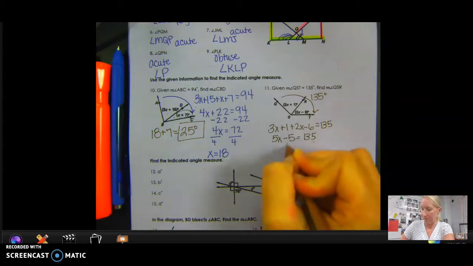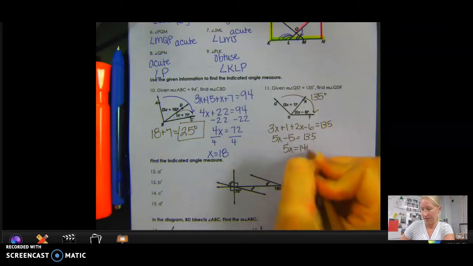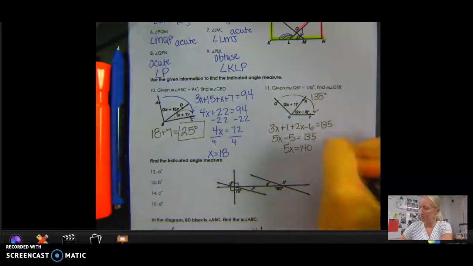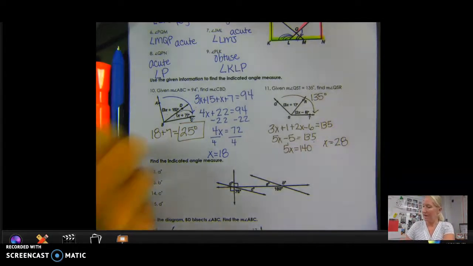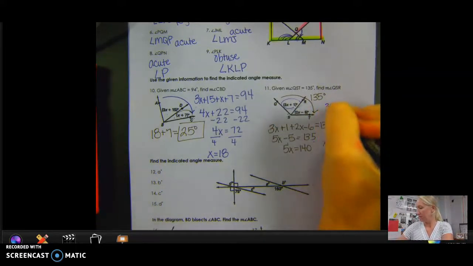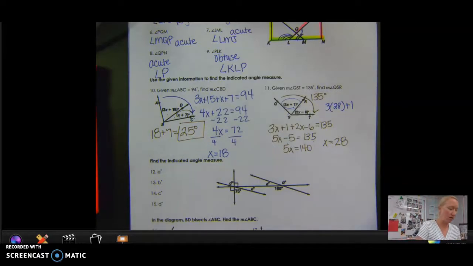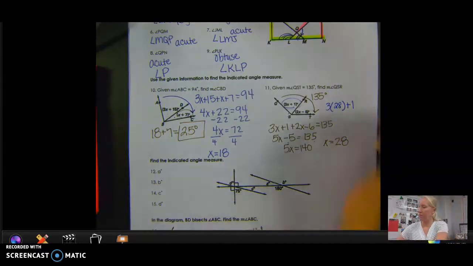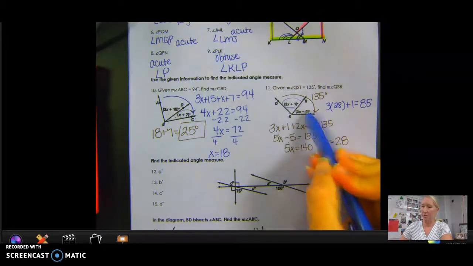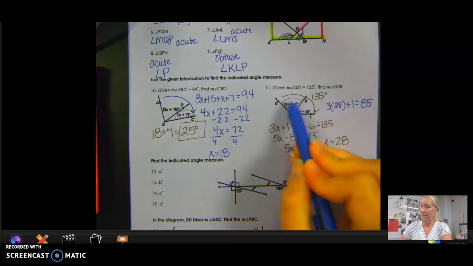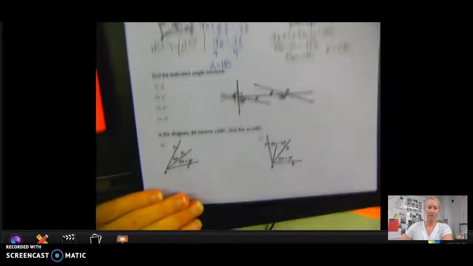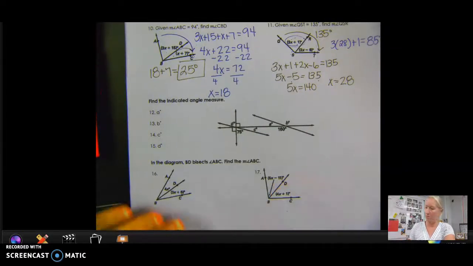I'm going to add 5. So I get 5x's equal 140. Divide by 5, x equals 28. But now I need to plug it into Q to S to R, so this guy right here. So 3 times 28 plus 1. So 3 times 28 is 84. 84 plus 1 is 85. You should also then be able to find this angle pretty quick, because if I know all of it equals 135, and now I know this one equals 85, I just take the 135 minus that 85 to get the rest.